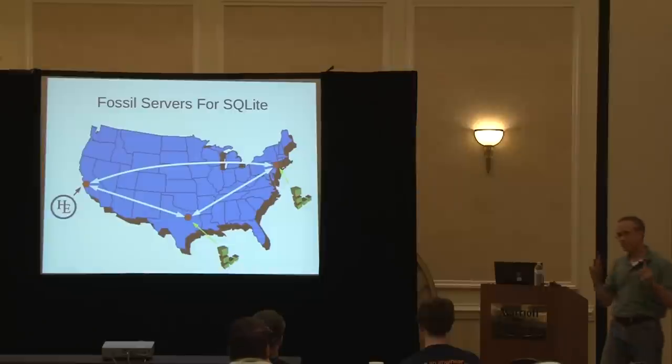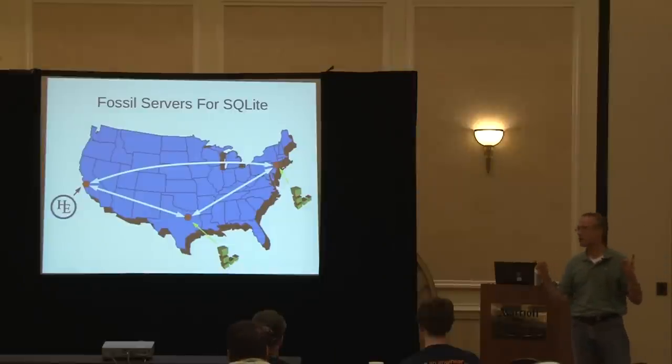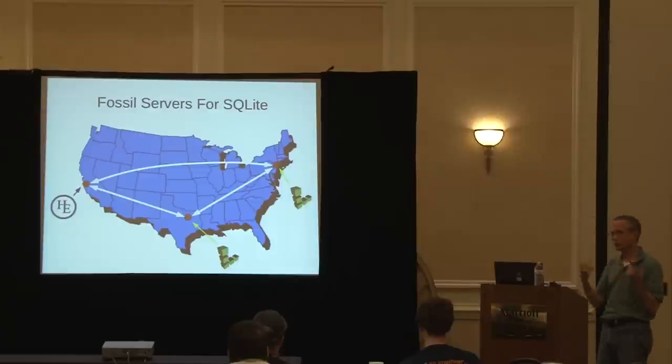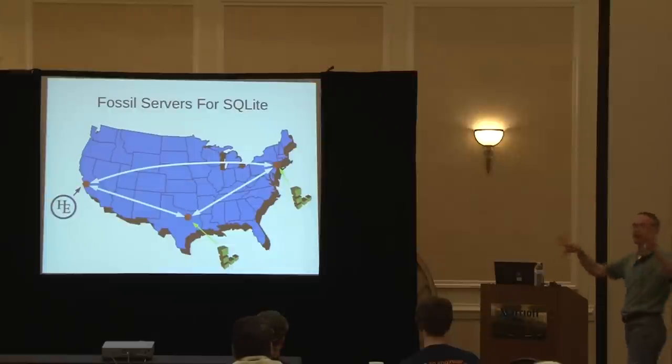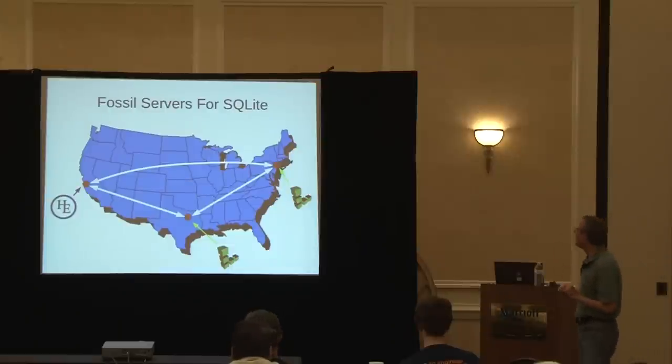There are Fossil instances of SQLite running on all three of these, and they automatically synchronize. So you can push or pull from any of those instances, and they'll automatically link up with the other guys. All the documentation, all the wiki, all the ticket tracking, automatically synchronizes too. So if an earthquake takes out Fremont, we're cool with that. If Texas finally decides to secede from the Union and cuts all the internet connectivity, well, we're cool with that too. I mean, we've got some redundancy here.